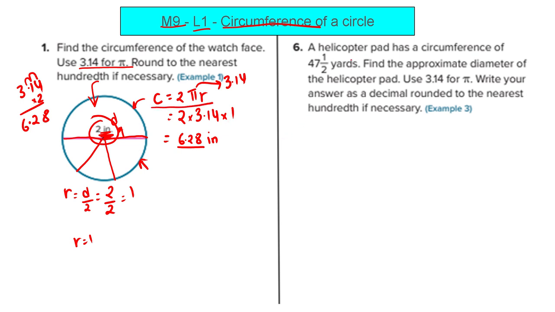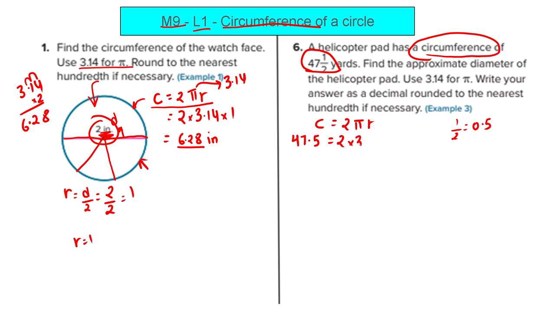Next question. A helicopter pad has a circumference. See, the keyword is what? Circumference. When we talk about circumference, write the formula. Okay. Now the circumference is 47 and 1 over 2. Now remember, 1 over 2 is equal to 0.5. Okay. So I can directly write it: 47.5 equals 2 times pi.